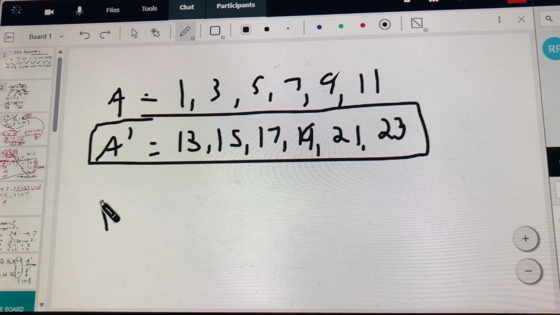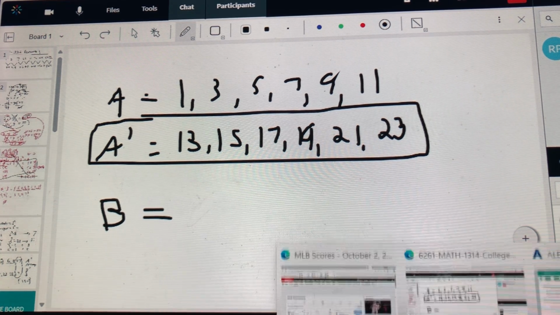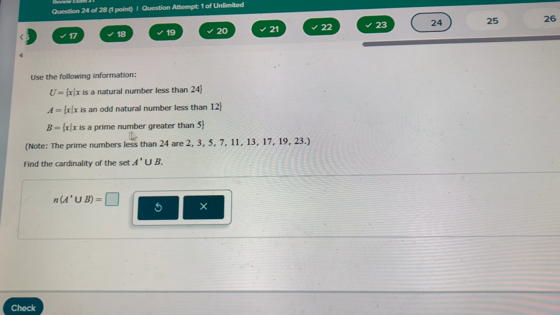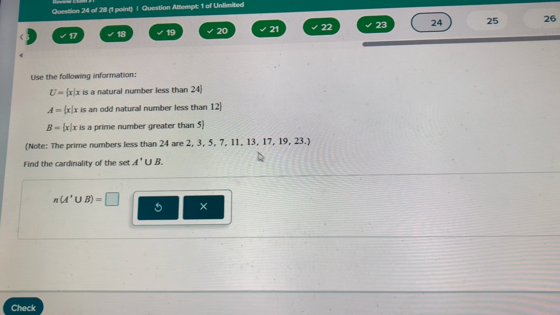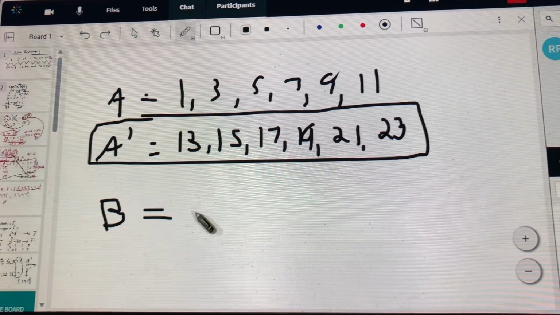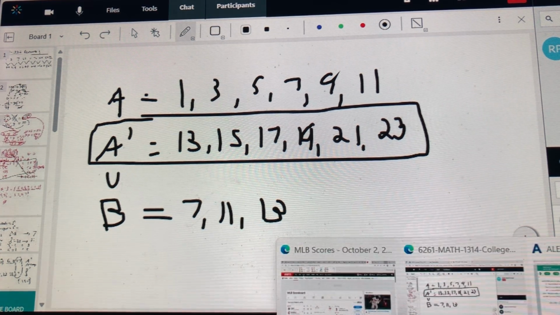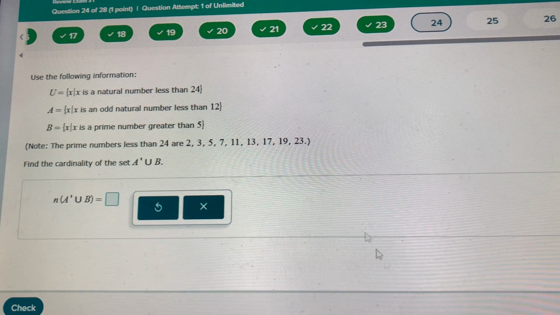And then I need to do regular B. And then there's either a union or an intersection here. It's a union. B are prime numbers greater than 5, and we had that earlier a couple of problems ago. Prime numbers greater than 5 are 7, 11, 13, 17, 19, and 23, those 6 numbers. 7, 11, 13. And this is a union here. 17, 19, and 23.